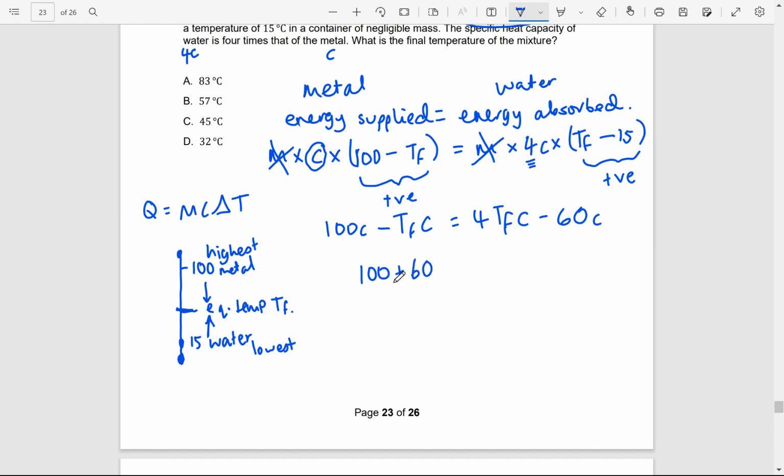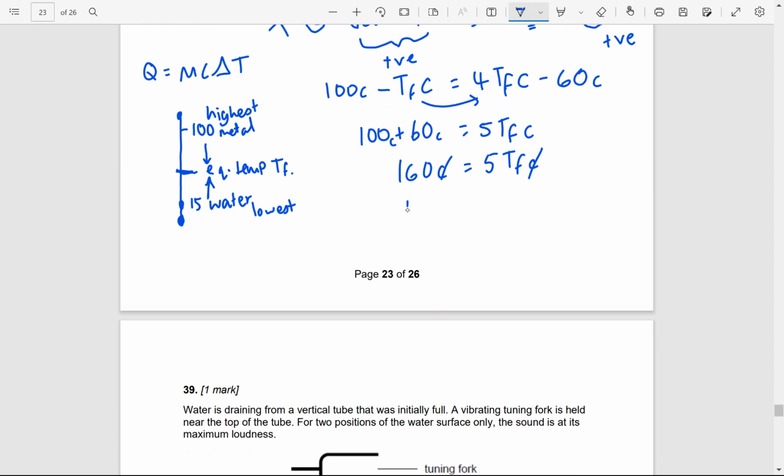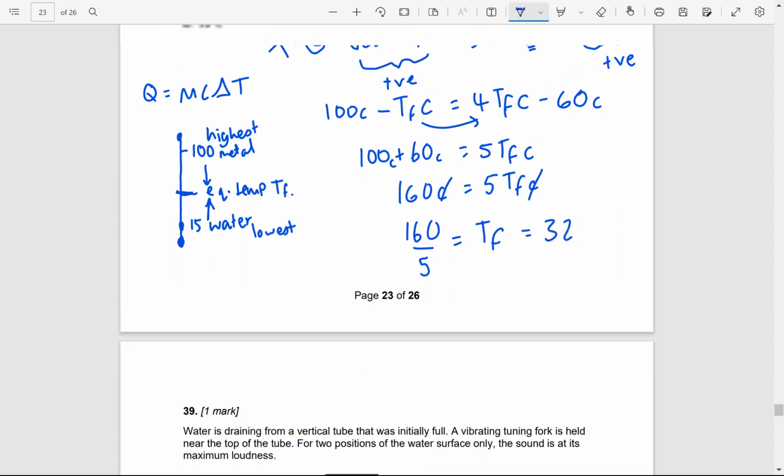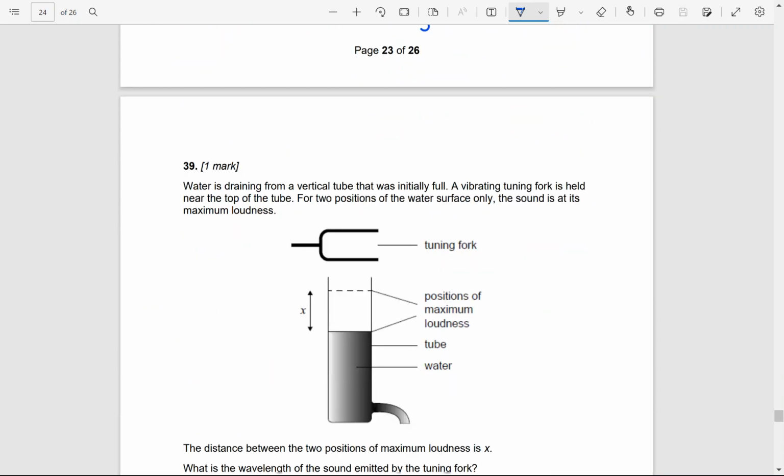Okay, let's get everything on the right side. So 100 plus 60C equals, I'm just going to put 5. So 160C equals 5TFC. I can see C's on both sides now, so I'm going to cancel. That's nice. And so we're trying to find TF, which is 32. It's in degrees Celsius. I don't need to convert. Lovely.